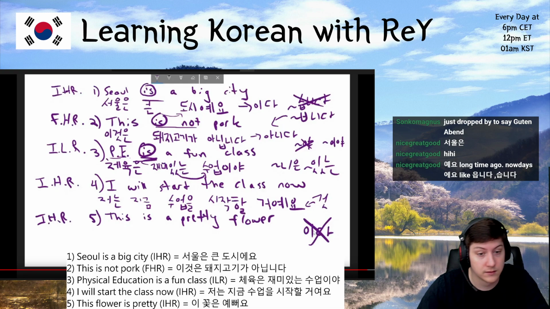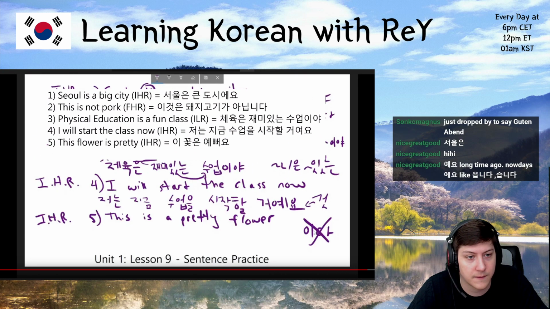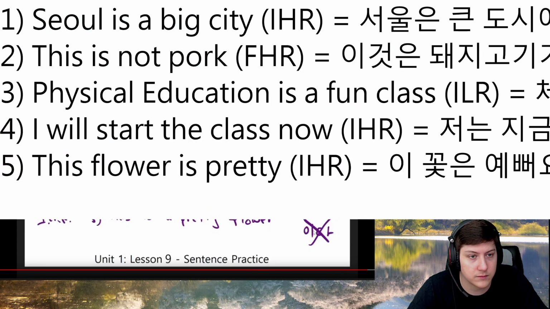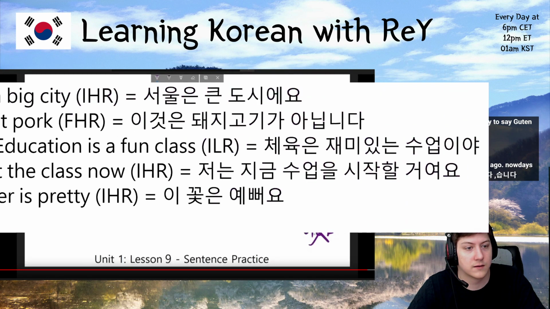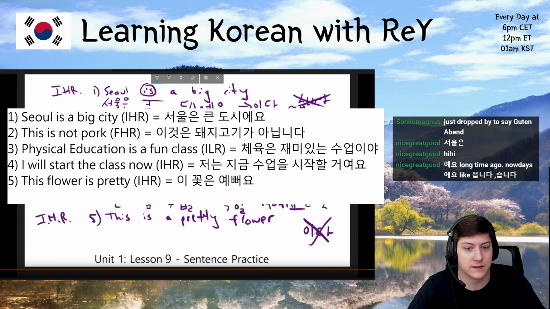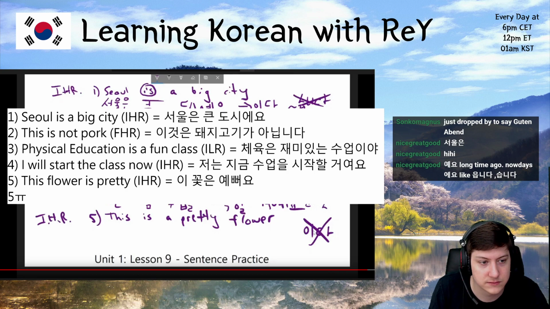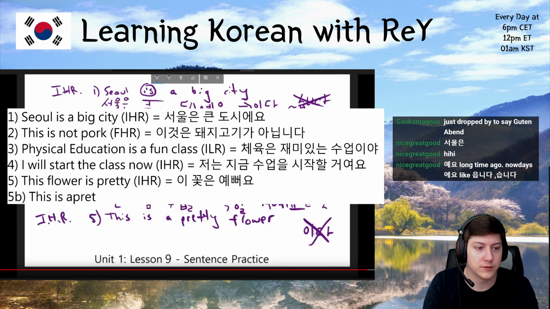Okay. We will just do it. I will put it here now. That's a bit big. Okay. This is a pretty flower.